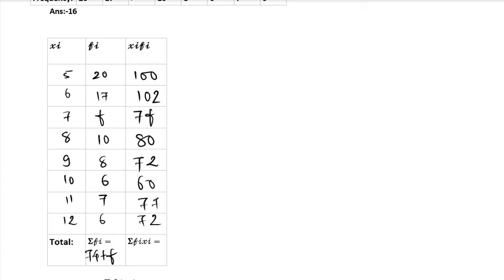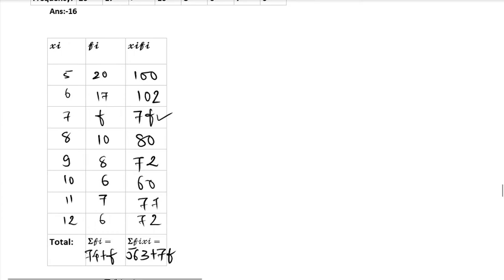202 plus 80 is 282, plus 72, plus 60, plus 77, plus 72 is 563, plus 7f, right? So I write over here 563 plus 7f. 7f cannot be added with any of the numbers, so it is written like that.